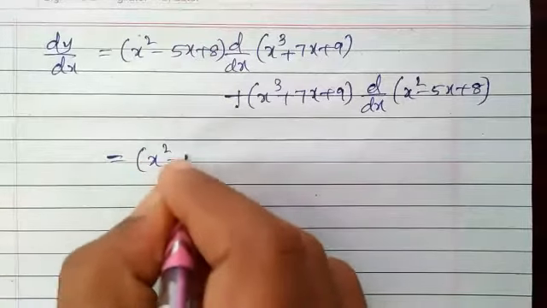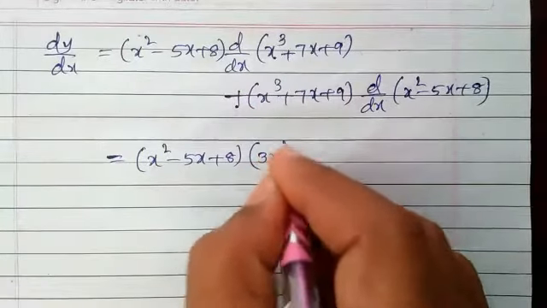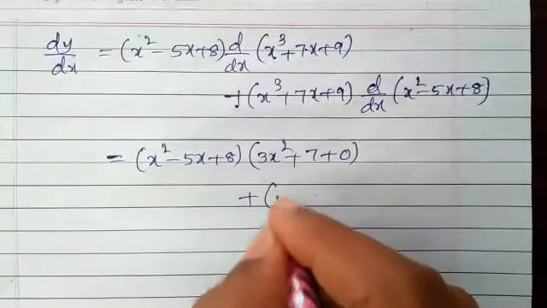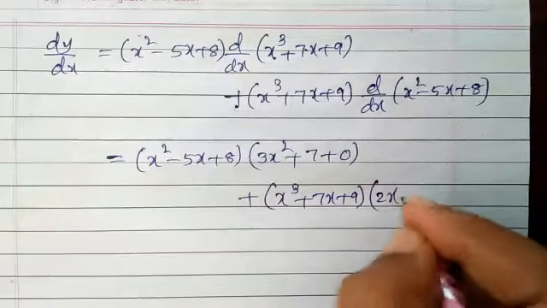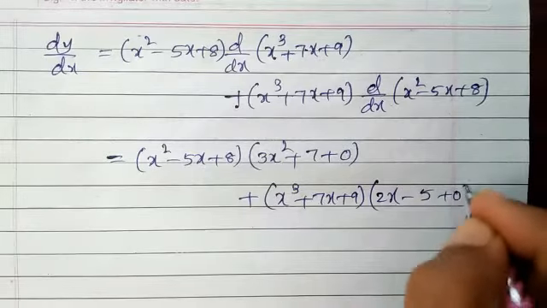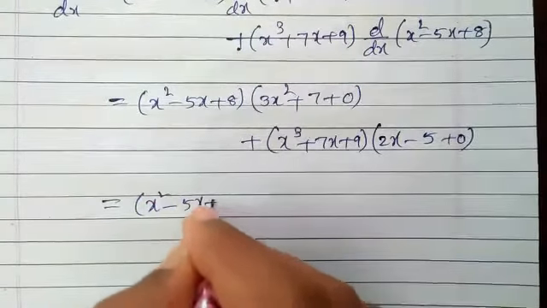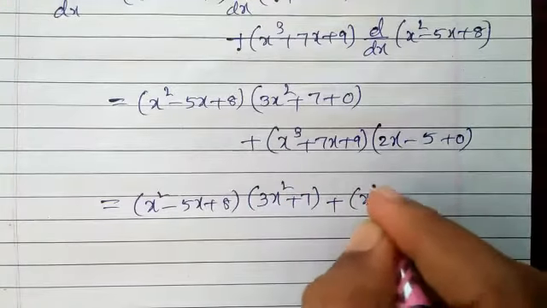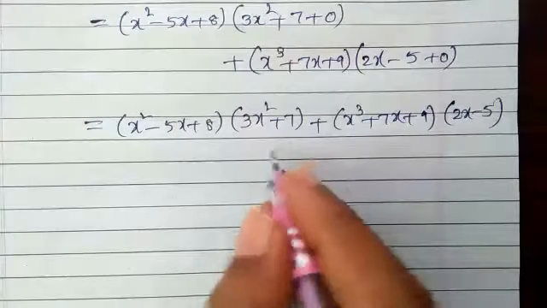which is equal to x square minus 5x plus 8 into derivative of x cube is 3x square, derivative of 7x is 7, constant derivative is 0, plus x cube plus 7x plus 9 into x square derivative is 2x, 5x derivative is 5, constant derivative is 0. That means x square minus 5x plus 8 into 3x square plus 7 plus x cube plus 7x plus 9 into 2x minus 5, and multiply and simplify this problem.